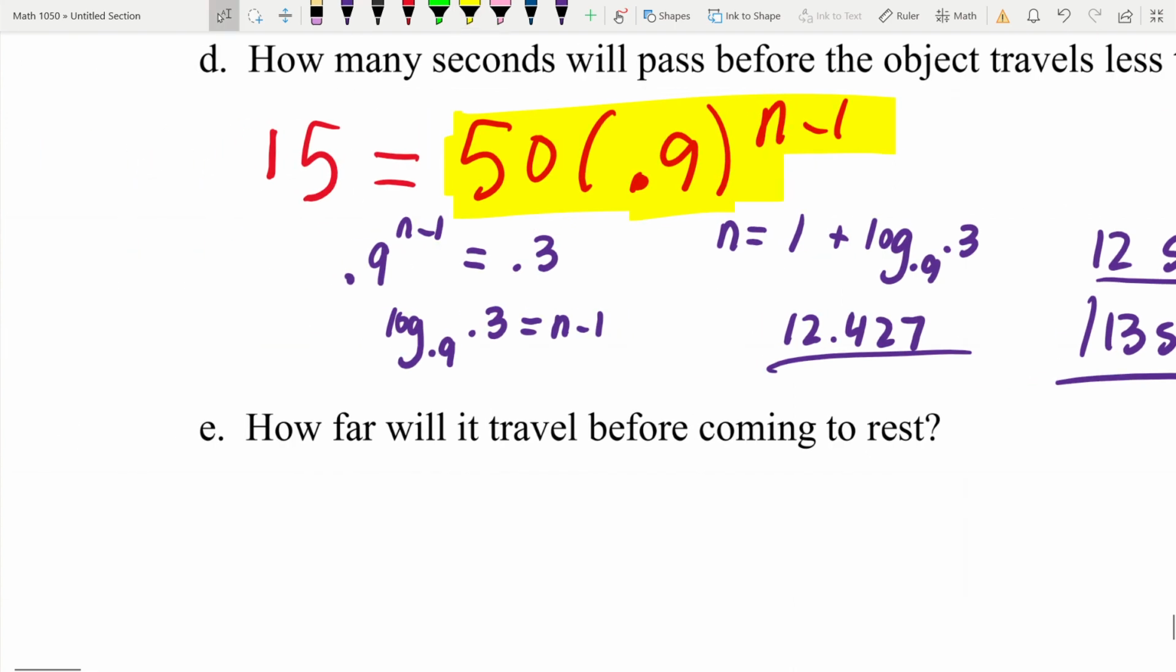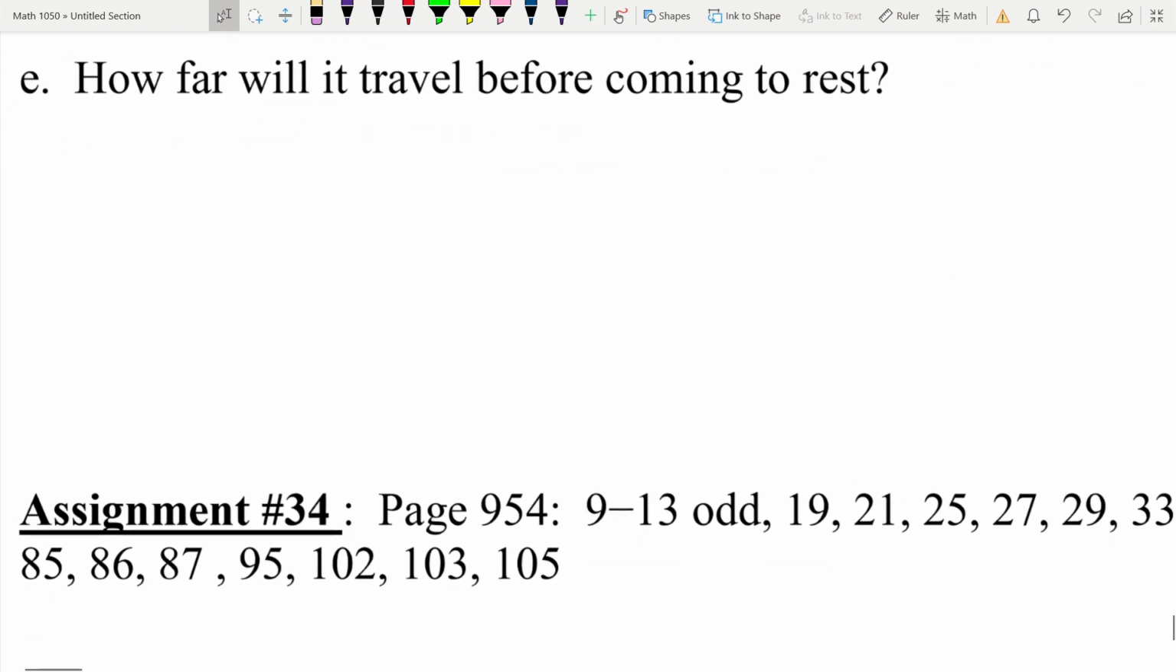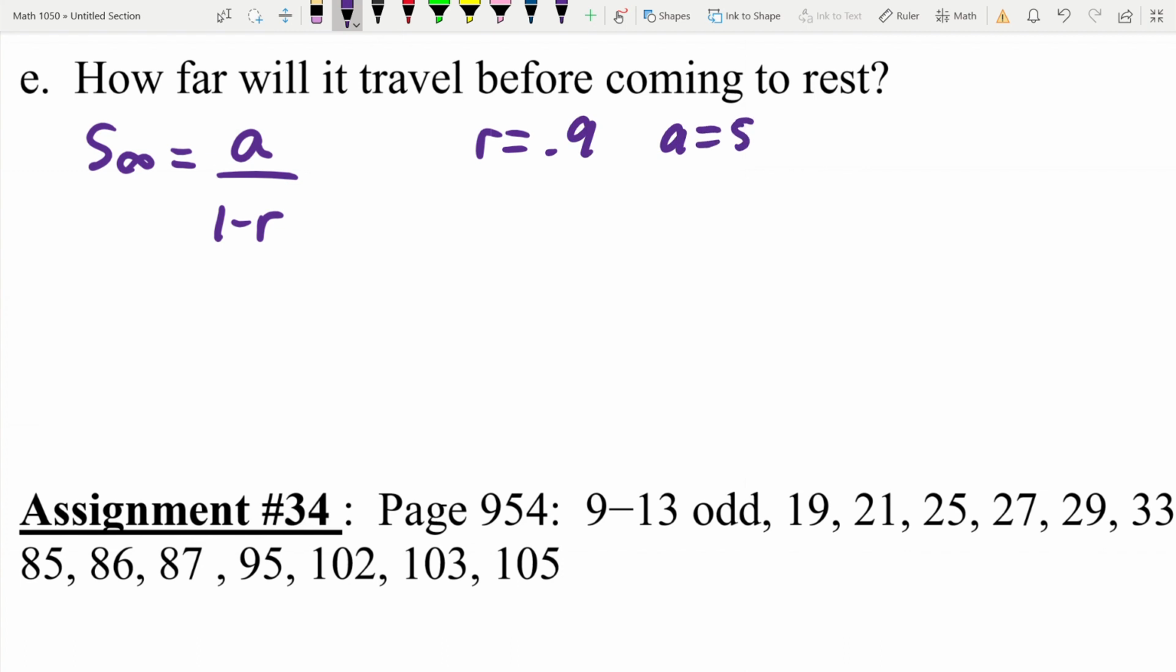Okay, the next one. How far will it travel before coming to rest? What are we talking about? Say it again. It is infinite. So they want to know a little bit more. So they're finding the sum of an infinite series. When's it going to stop? Okay, so the formula for the sum of an infinite series is a over 1 minus r. I know my r is 0.9. I know my a is 50.